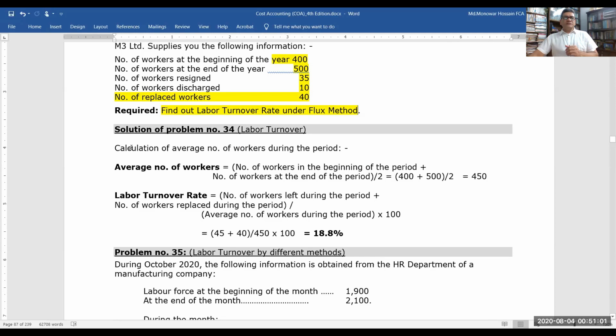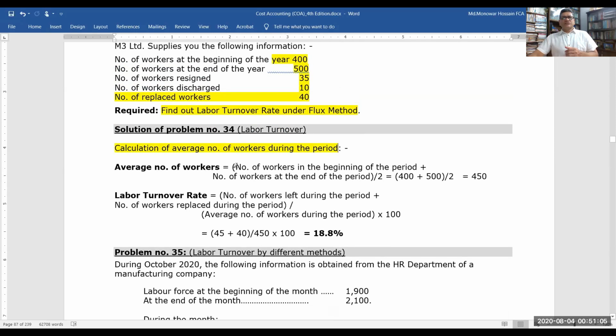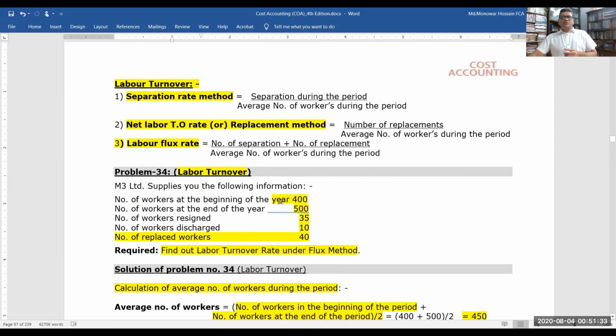So the calculation is here. Look here, average number of workers: number of workers at the beginning of the period plus number of workers at the end of the period, divided by 2, then we will get 450. And the labor turnover is the number of workers left during the period plus the number of workers replaced during the period, divided by the average number of workers during the period, multiplied by 100, so it comes to 18.8%. So it's okay, I think, for you. It is easier.